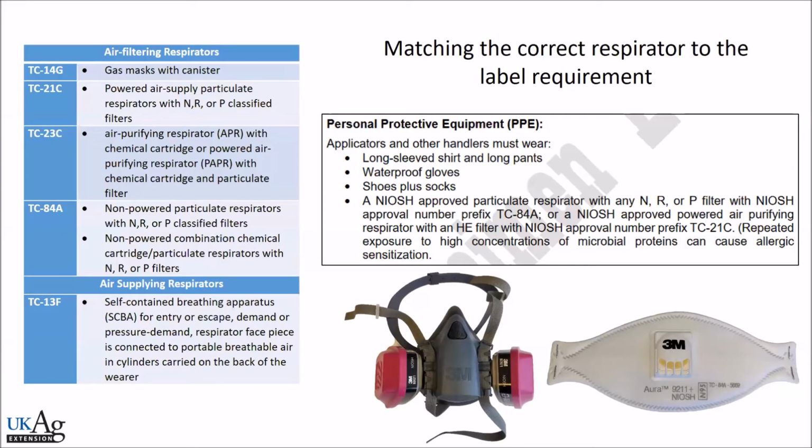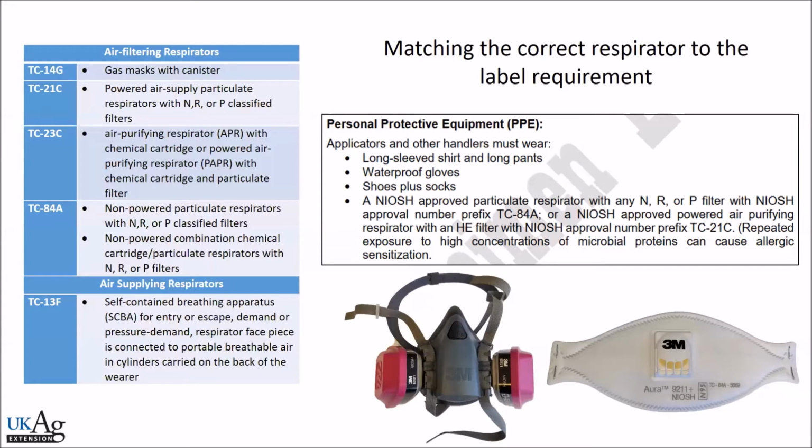The numbers 95, 99, or 100 refer to the percentage of airborne particulates they remove. For example, the respirator on the right is an N95. It removes 95% of the particles, but is not resistant to oils.